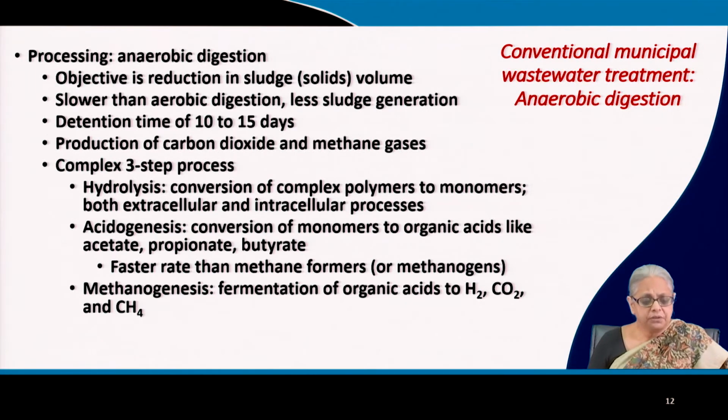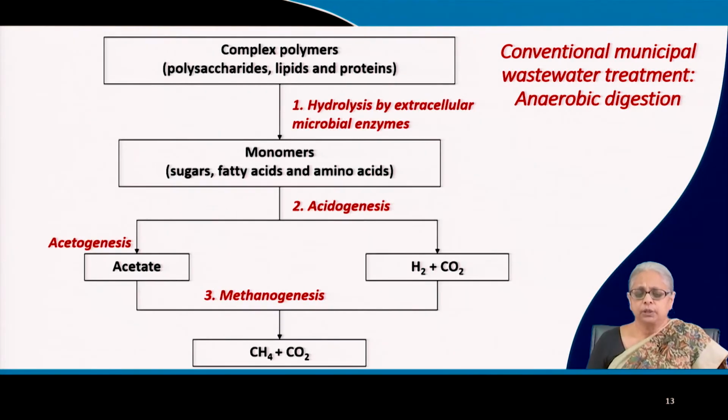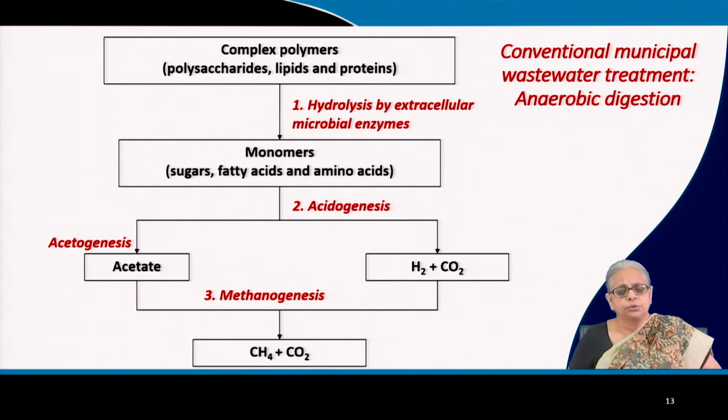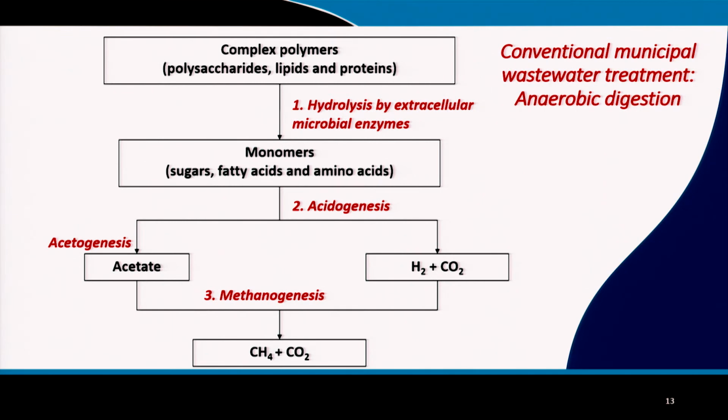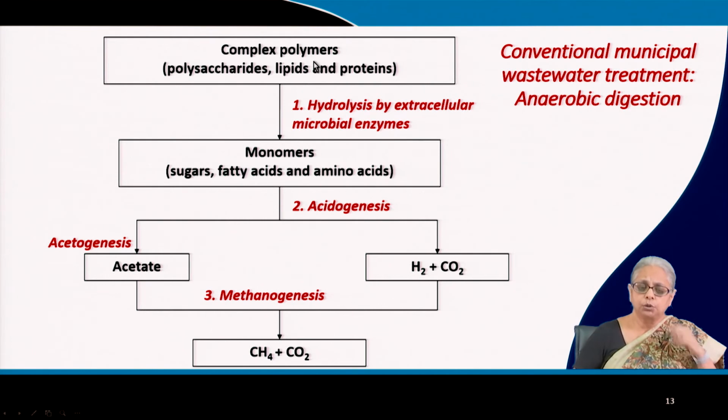It's a complex 3-step process. Some textbooks call it a 4-step process, some call it 3-step. Either way, it includes all the basic steps. So let's just go through that. The sludge that's coming out of the primary and secondary settling tanks includes mostly complex polymers, mostly of biological origin. So you have polysaccharides or carbohydrates, lipids, proteins. These are hydrolyzed into monomeric units.